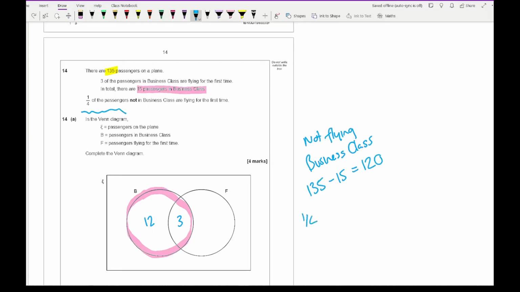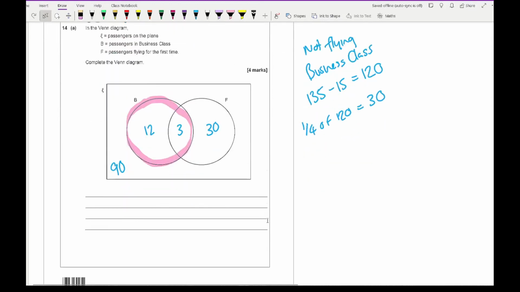So a quarter of 120 is going to be 30. So that then means that 30 people are flying first class, and therefore the rest are not flying business class and not flying for the first time. So that there is our completed Venn diagram.